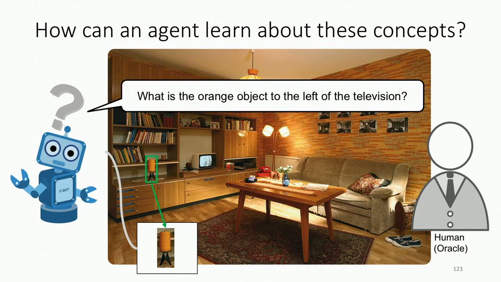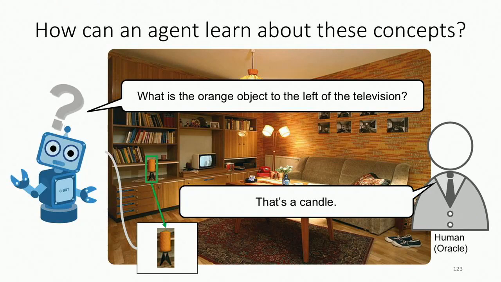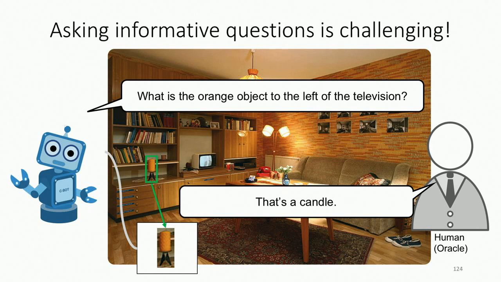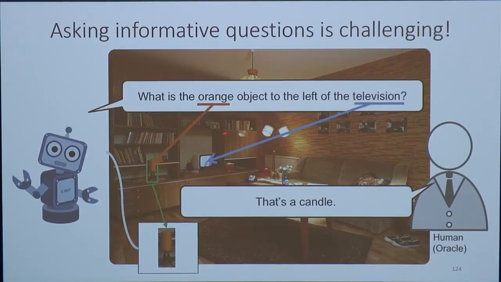Because, for example, MS COCO already has the television category, but it does not understand what this is. And then it will ask, okay, what's the orange object to the left of the television? And then, okay, that's a candle. And based on this information, it will go back to tune its visual system to learn about this new concept. In this kind of question, the agent needs to get a reference, the television, and it needs to understand the relationship between this new object and the television.